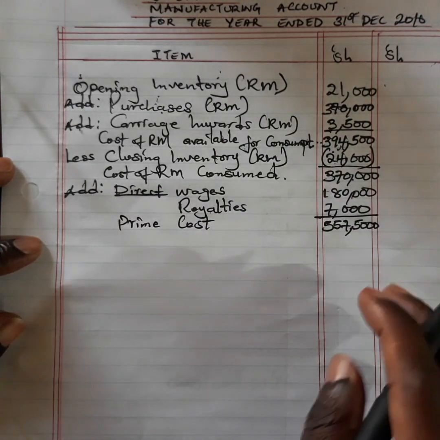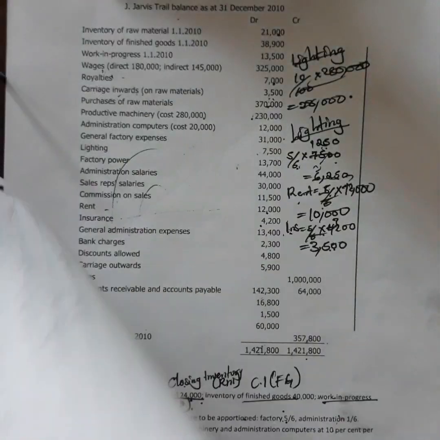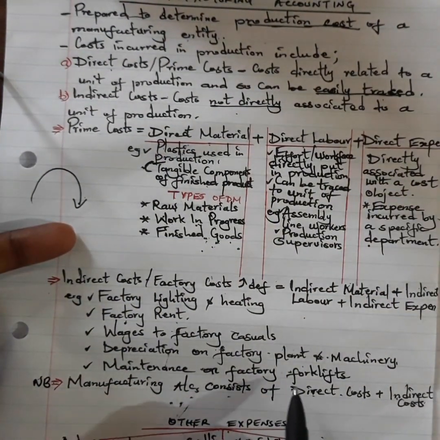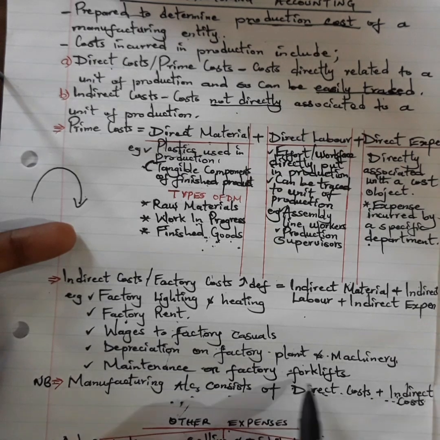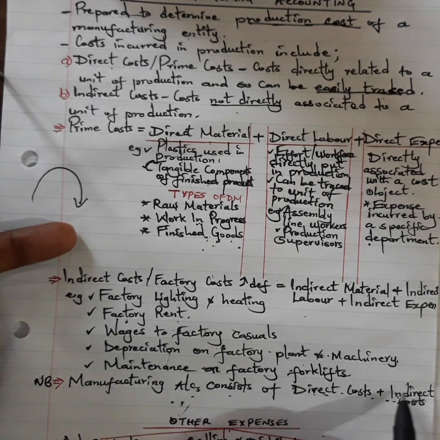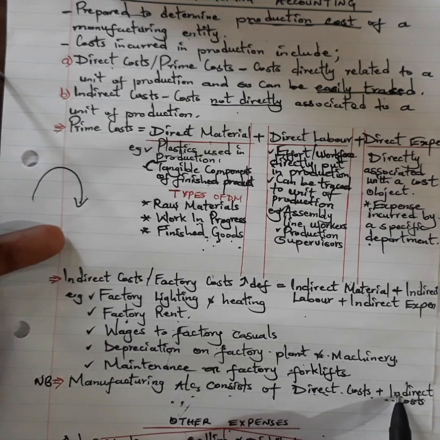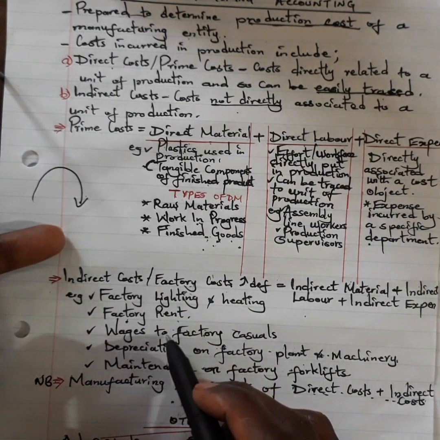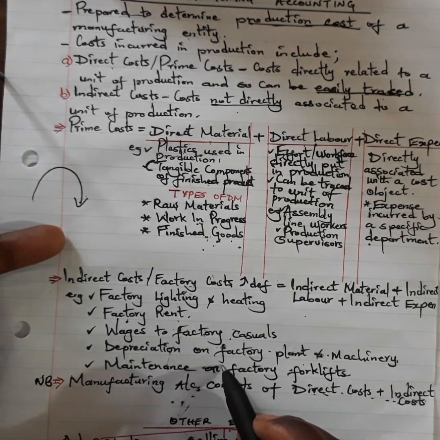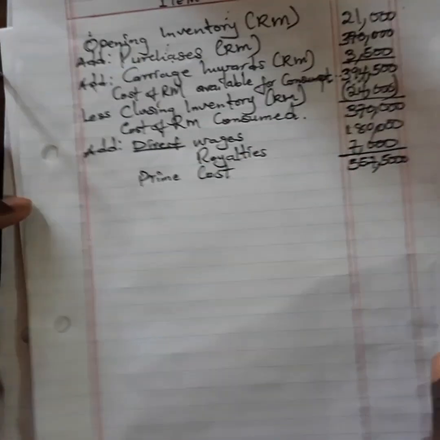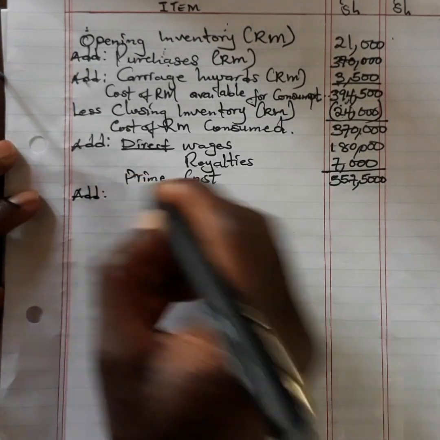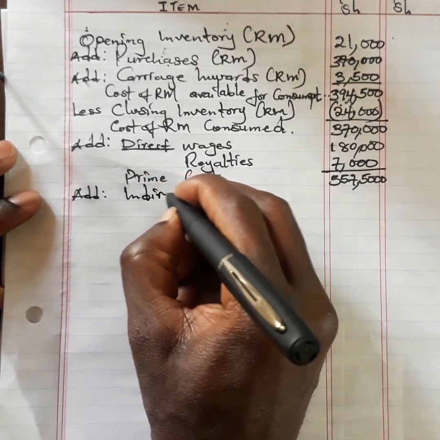Then remember I said, for us to get the manufacturing account, we normally add direct cost plus indirect cost. So direct cost I already worked out. Let us talk about the indirect cost. And indirect cost here, we said, they refer to the factory cost. So anything to do with the wages to factory casual, depreciation, maintenance, they fall under the indirect cost. So we add all the indirect costs.